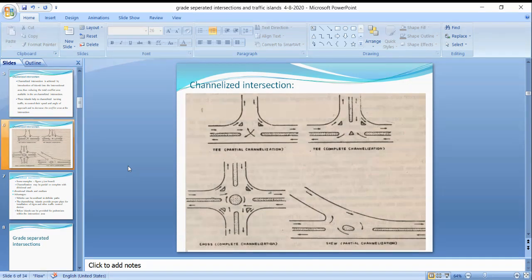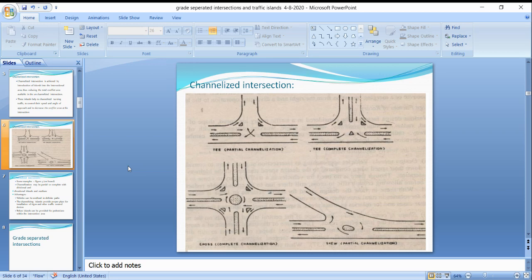Here we can see the T junction is partially channelized. Here you can see in between the road, two dividers are there. The divider is dividing the two roads, right and left. So you can observe one-way traffic here. One is going like this, and another is going like this, so they are going in opposite directions. This right vehicle is going to the right side, and the left vehicle is going to the left.